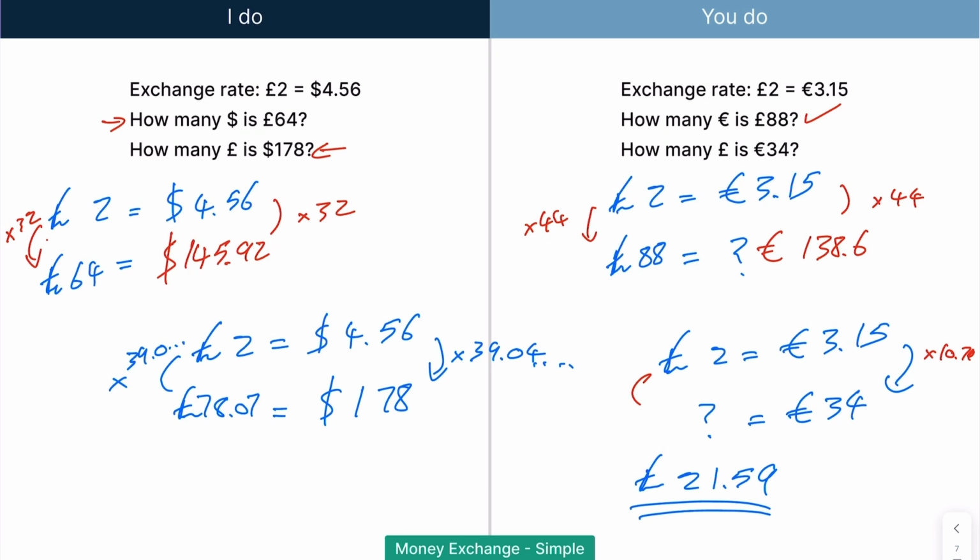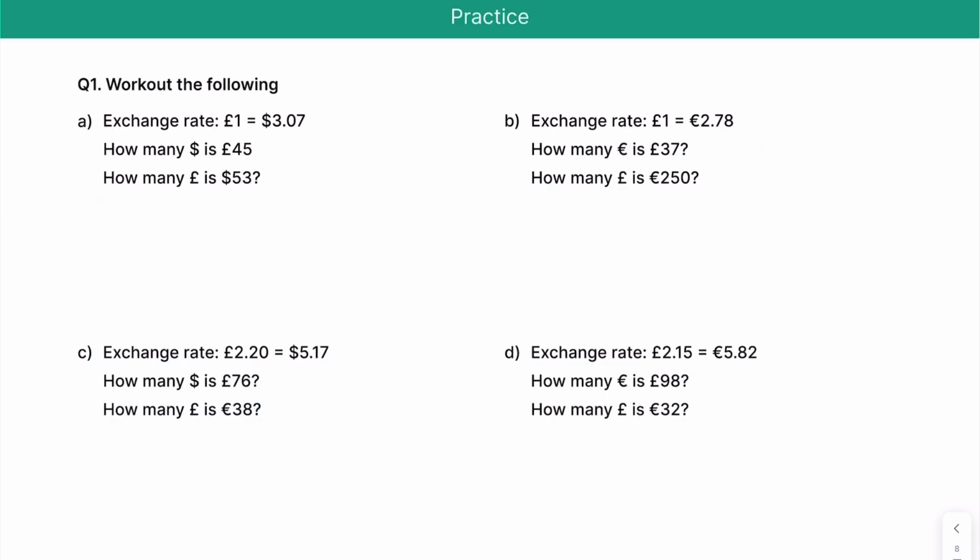So, moving on. Here's some practice questions. Press pause and have a go. Here are the answers. Mark your work.